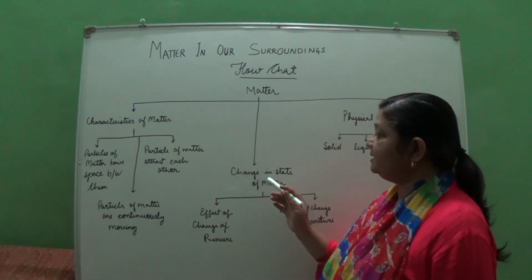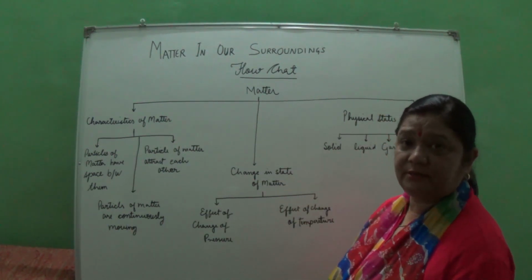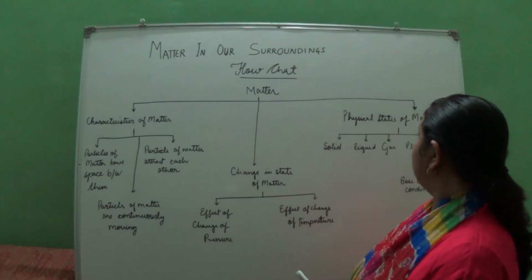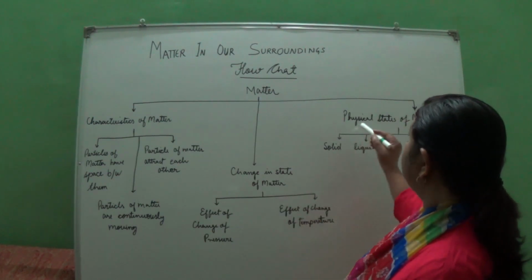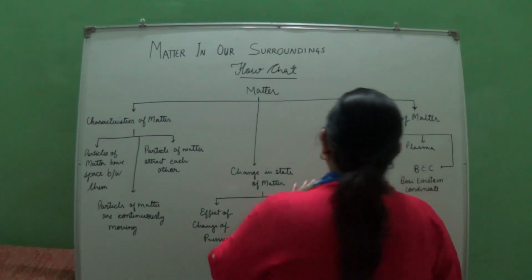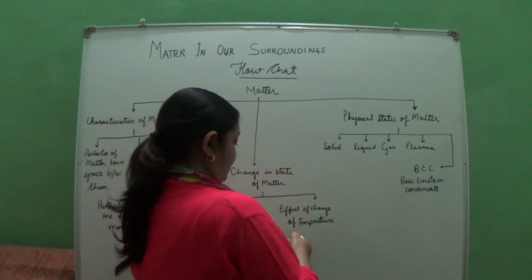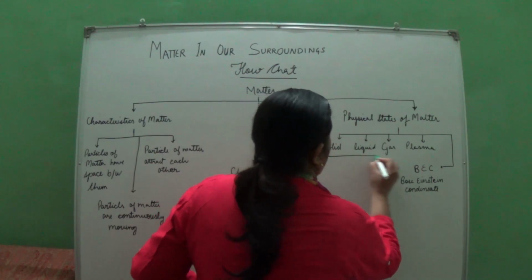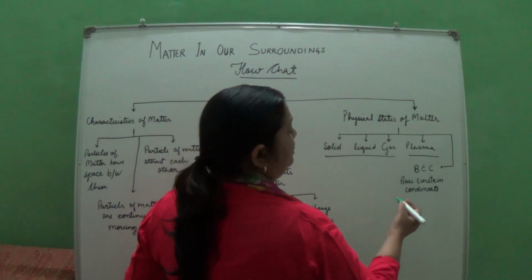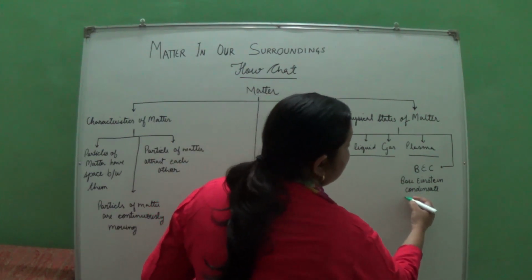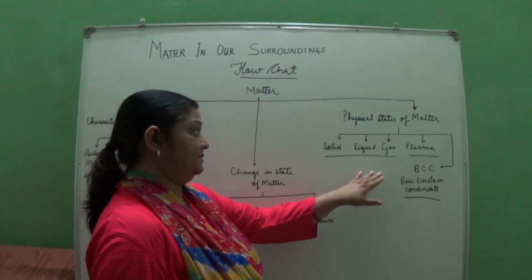Now, the change in state of matter. Can the state of matter be changed? Before that, I would like to first tell you about the physical states of matter. These are basically three types, but two other types are also there, that is plasma and Bose-Einstein condensate. Basically, you have to study the solid, liquid and gas states.